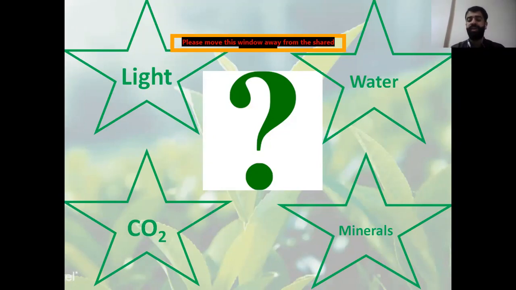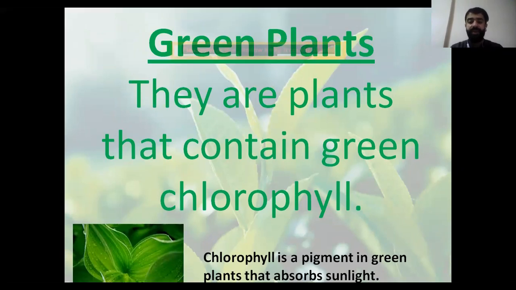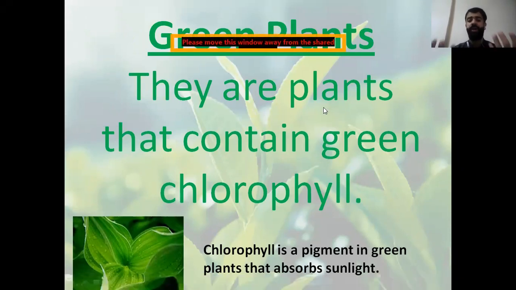So first, we discovered that the green plants contain the green chlorophyll. So they are called the chlorophyllic plants because they contain the chlorophyll. This chlorophyll is the green pigment that gives the green plants their color. So this is the chlorophyll. It's a pigment in the green plants that absorbs the sunlight.